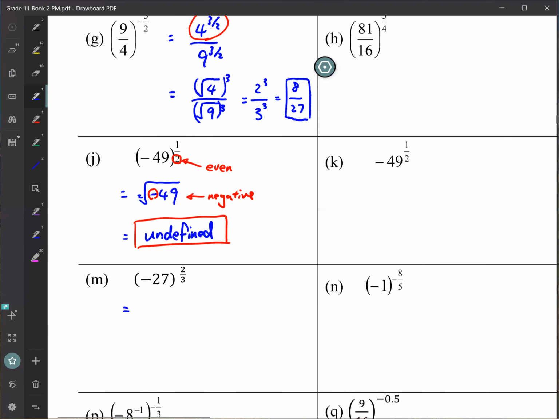How do you change this into a radical? The cube root of negative 27, okay, so you mean cube root, right? Yeah, sorry, cube root of negative 27. Anything else? Then what about the 2? What's the 2 doing there?